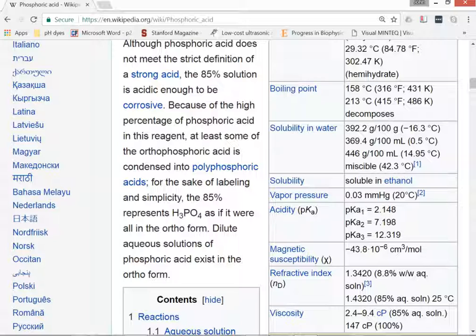2.15, 7.2, and 12.32. This is one molecule. How come it's got three pKa's? Because it's triprotic, and they correspond to sequentially taking off those protons. 2.15, 7.4, let's see if I can do this.